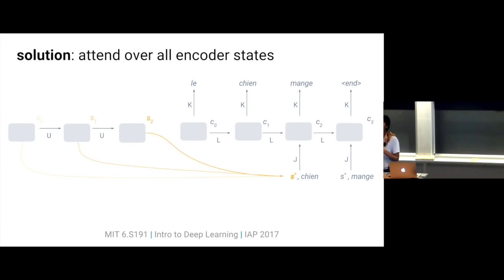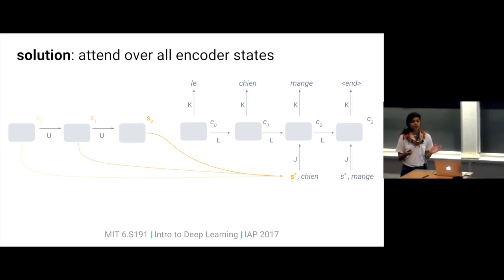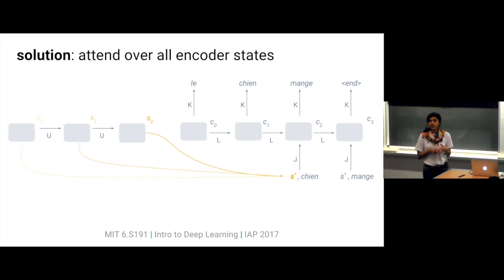And those weights that we use to create this weighted sum are just learned along with the rest of our parameters in the model using backpropagation. They just become part of our theta.